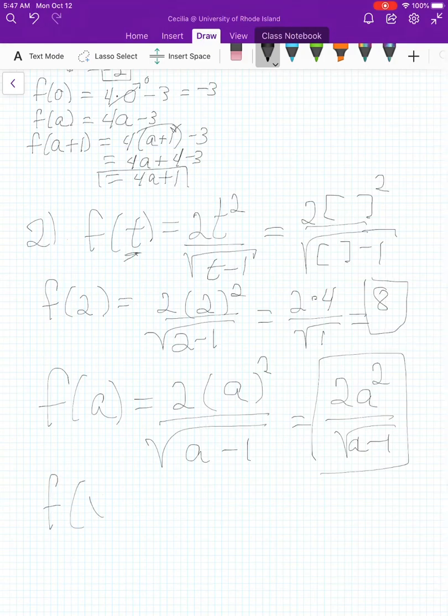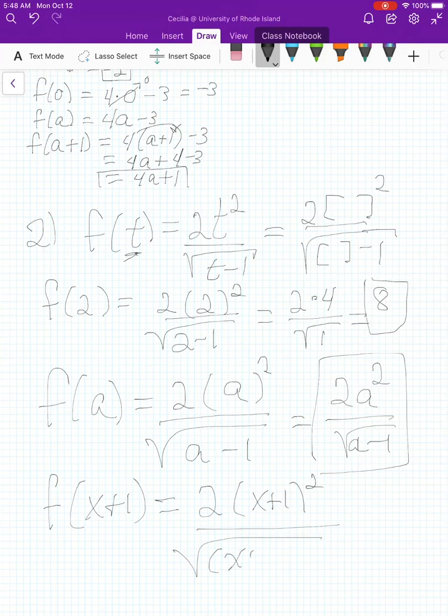Okay, another one where we're substituting a combination of letters and numbers is f of x plus 1. So again, we're going to put 2 times the quantity x plus 1 squared over the square root of the quantity x plus 1. It's a good idea to put parentheses so that you don't, if you're totally clear on this topic, that's fine, but if you're trying to understand it, use parentheses everywhere that there is a variable in the original function, and that way you can substitute in.